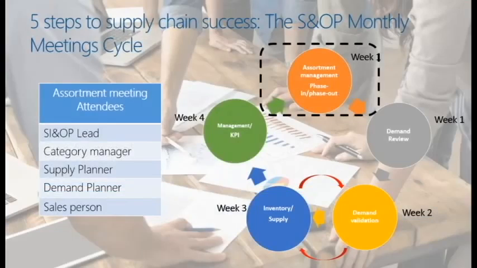So within the 5 steps to supply chain success, the S&OP process, the monthly meeting cycle with the correct attendees, would manage the decision to stock or store an item in the first place, whether to phase it in, or at the other end of the life cycle to phase it out. Work through this with your demand planning team, and also your sales and marketing teams for their market intelligence. Validate those items to ensure that they are performing within your scorecard, your criteria and your classifications.